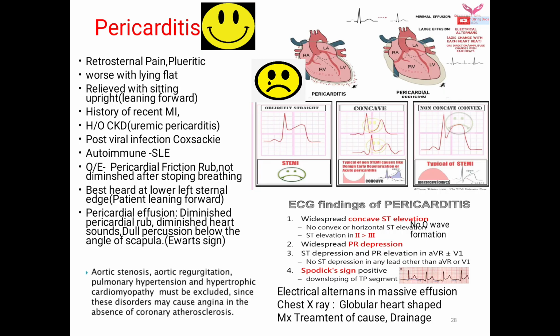In ECG, we will have widespread concave ST elevation. No convex or horizontal ST elevation will be there. There will be ST elevation in lead 2 more than lead 3. Widespread PR depression will be there. We'll get no Q wave, ST depression and PR elevation in aVR or V1. No ST depression in any other lead other than aVR or V1. Spodick sign positive, that is down sloping of the TP segment will be there. Chest X-ray may show globular heart shape.